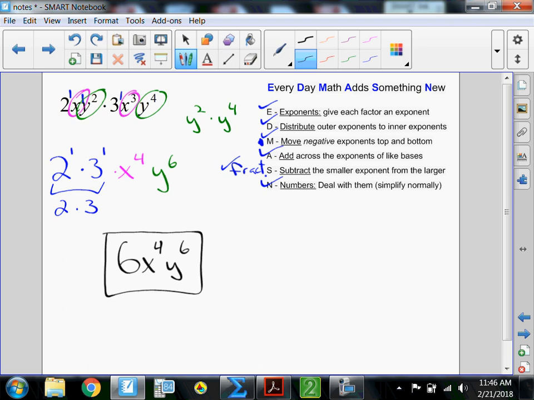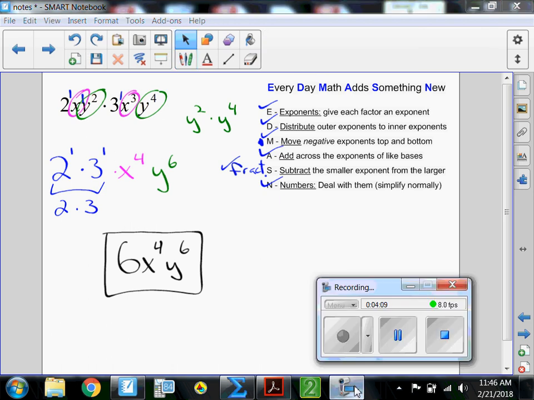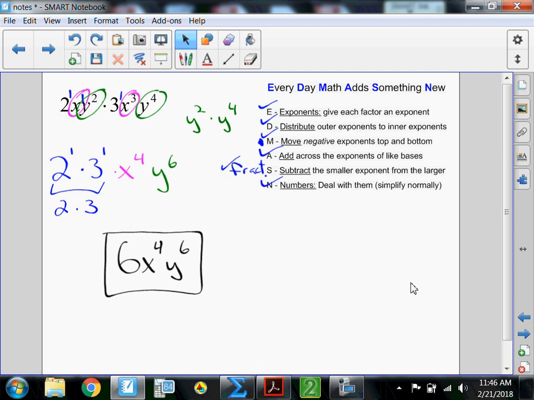I'm going to go on to the next example and go through that same process. Every day math adds something new. So I know we're kind of at the 4-minute mark already. Again, this is going to be a longer video showing lots of examples. You can pause and try some problems and then try some more.